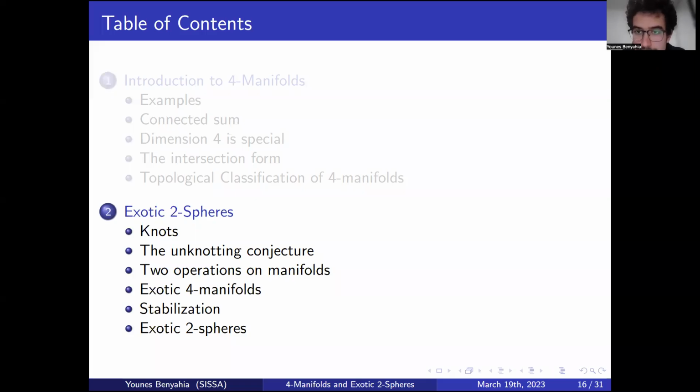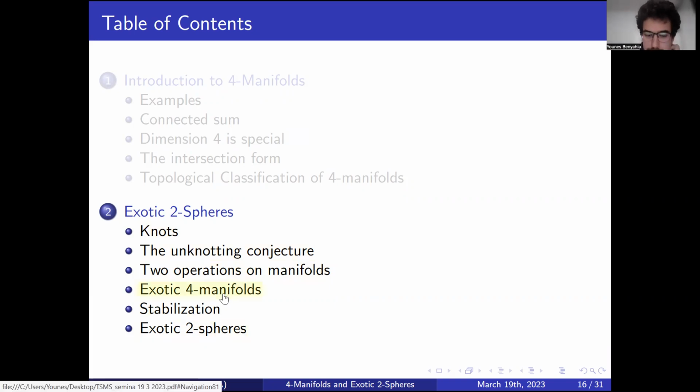The second one. So now we start the second part, which is about exotic two spheres. And we will talk about knots and the unknotting conjecture in four-dimensional manifolds. And we will talk about two operations on manifolds that help you construct new ones.